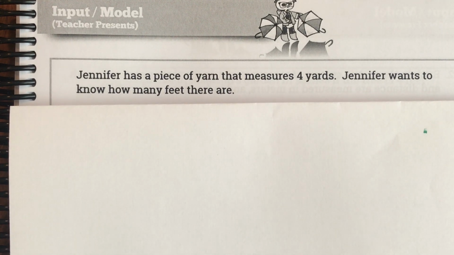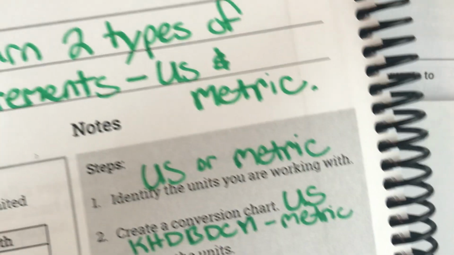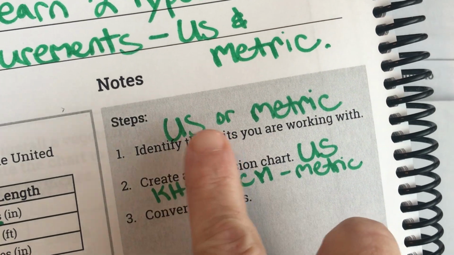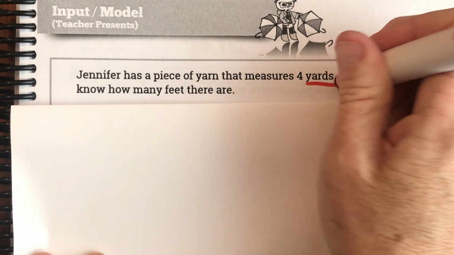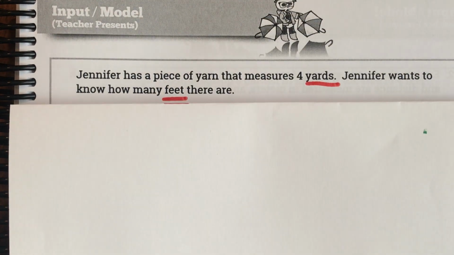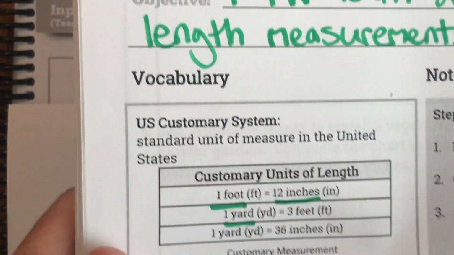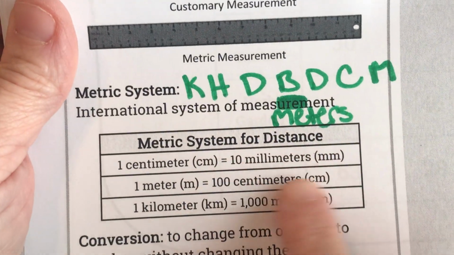Jennifer has a piece of yarn that measures 4 yards. Jennifer wants to know how many feet there are. Okay, so my first step says, what system am I using, US or metric? Well, I see the words yards and feet. So which system are those part of? Are those part of my US system or my metric? They're part of my US system.